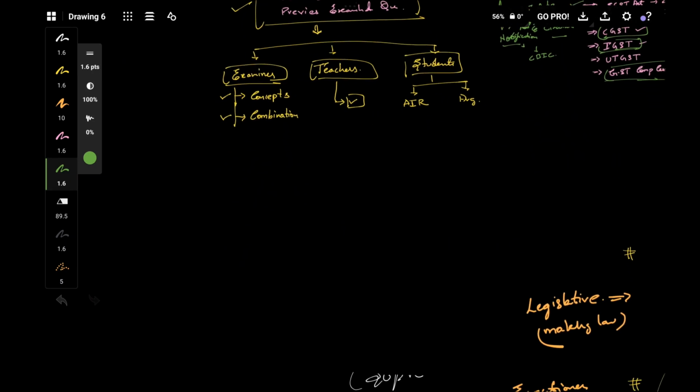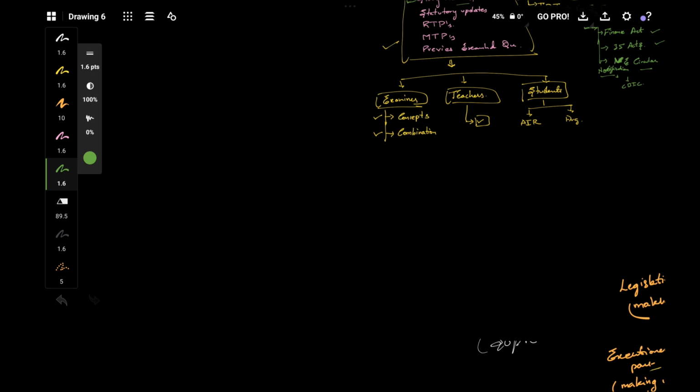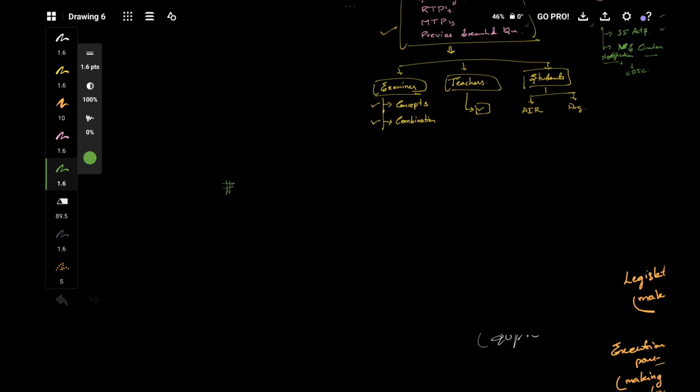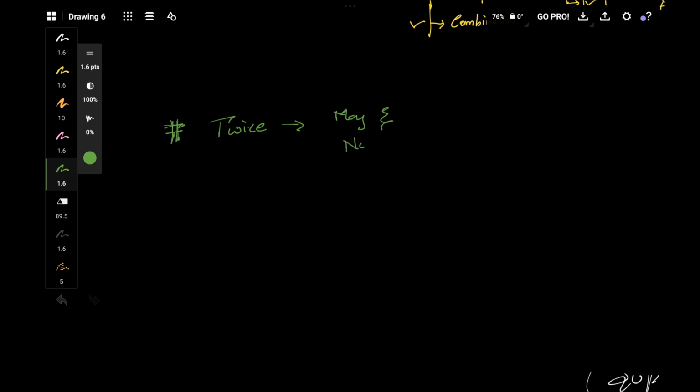Okay, so earlier to this scheme, please note, this is the amendment part and this is very important. Right now the scheme is that ICAI will conduct exams thrice a year. Earlier to this scheme, exams were only twice a year. In which months? May and November.